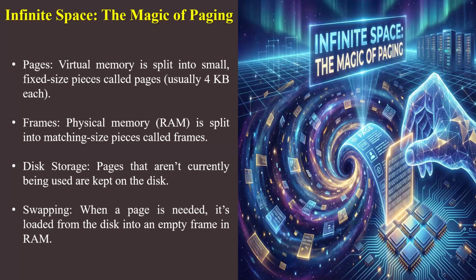Pages not required right now go to the disk, like storing extra book cards in boxes. And when a program needs a page that is not in the RAM, the operating system swaps it in from the disk. And if RAM is full, another page is swapped out, and that is called swapping. Your PC behaves like a student with a small desk, that is RAM, and a huge backpack, that is the disk. Only a few books fit on the desk.